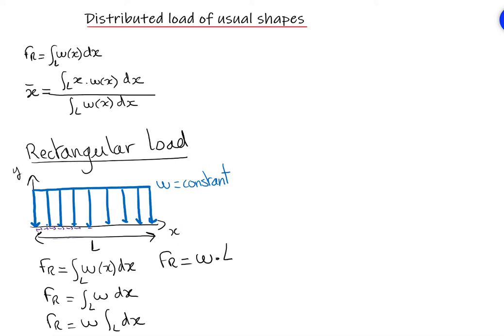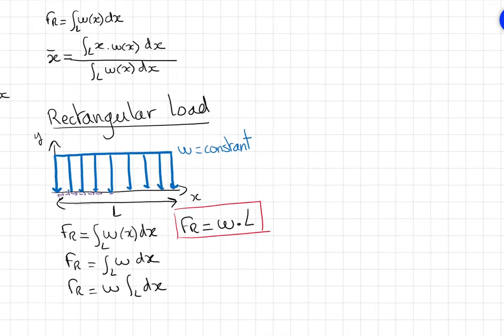So if you have a distributed load, the resultant force is w times L. That makes sense because it's also the area of the rectangle. You'll see everything will make sense. I just want to show you where the formula comes from. Now the X bar. Let's do the X bar.